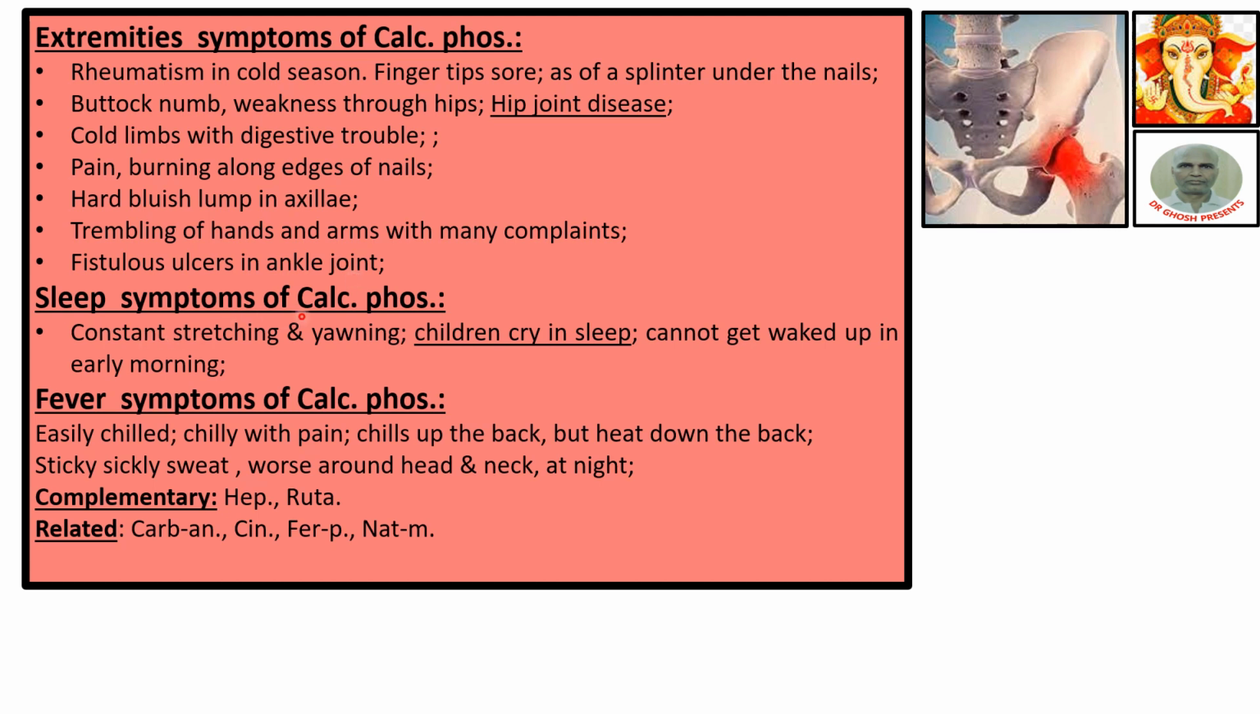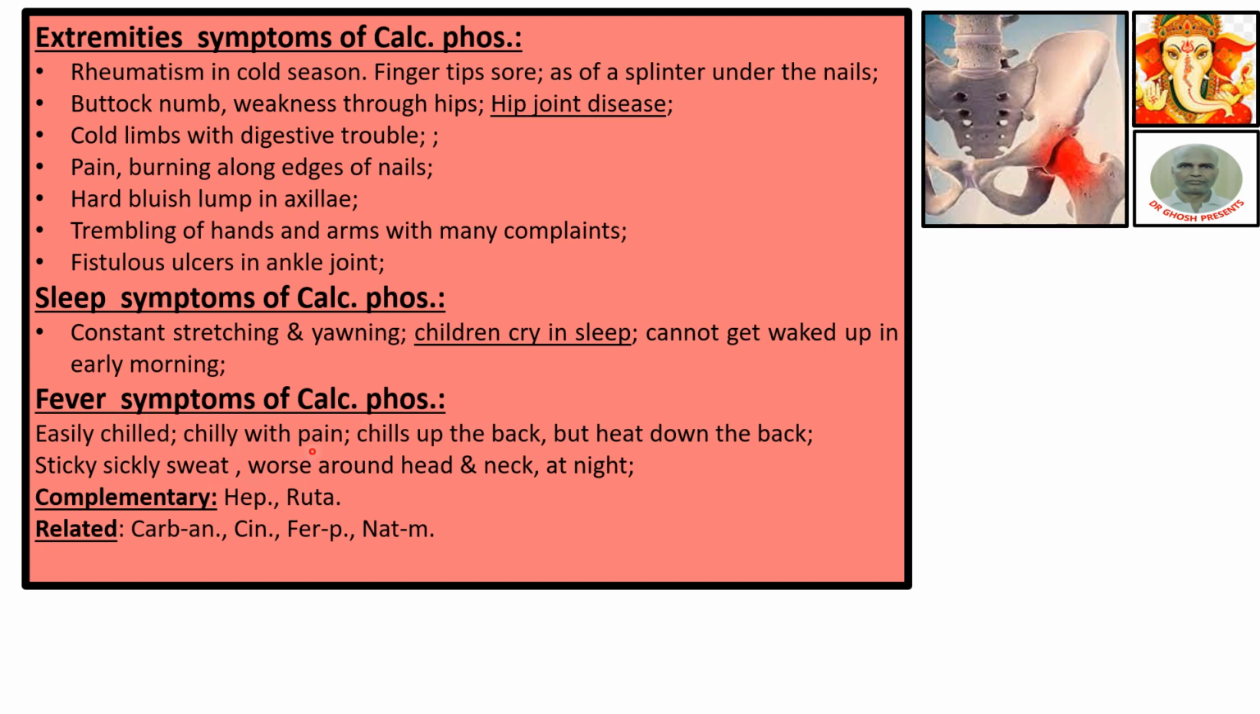Sleep symptoms of Calcarea Phos. Constant stretching and yawning. Children cry in sleep, cannot get woken up in the early morning. There are a lot of children, boys and girls, who cannot get up early in the morning. For them, Calcarea Phos is the medicine. Give them Calcarea Phos 6x every day, 2 doses, for 1 or 2 or 3 months continuously. Then this particular trouble will be gone.